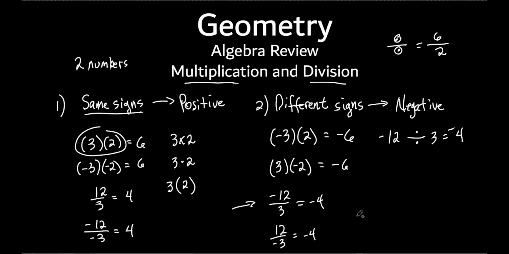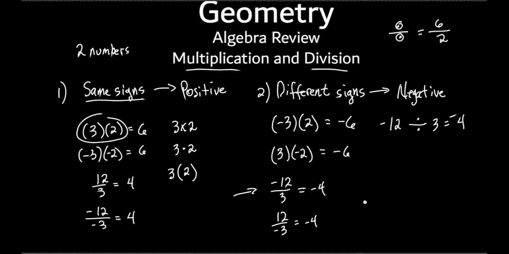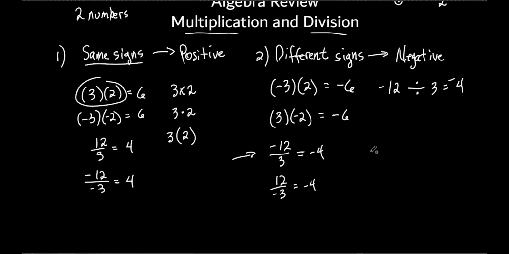Let me show you one more thing about these fractions that I think is important. I think a lot of people don't understand this. There's actually 3 ways to write -12/3. There's one where you put the negative on the top. There's one where you put the negative on the bottom. What's another way that I could write -12/3?